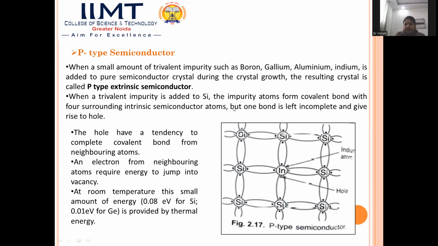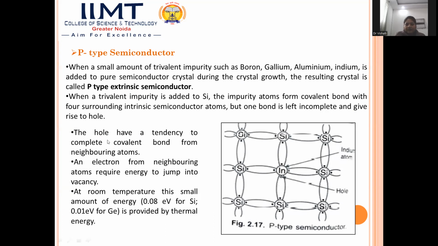So when the impurity atom is added to the silicon, it will form covalent bonds with the 4 surrounding intrinsic atoms, but one bond will be left incomplete because it has only 3 valence shell electrons. The 3 electrons will form covalent bonds with 3 silicon atoms, but the fourth will be left incomplete. The absence of an electron is what we call a hole. So it will give rise to a hole. Basically, this trivalent impurity is donating holes in the semiconductor system, increasing the number of holes in the lattice.